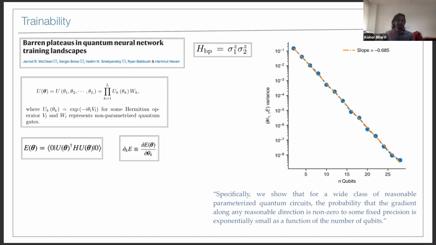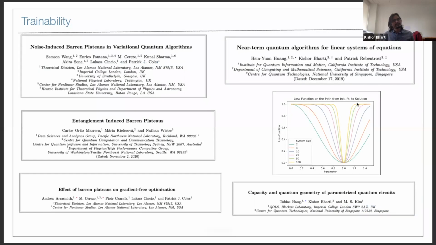Moreover, the variance decays exponentially in the number of qubits, which means that the landscape becomes almost flat, and only near the solution do you get some kind of valley. So it's a problematic situation, and many papers came last year, from the Los Alamos group, and from Nathan Wiebe and others, where they showed that this is really a problematic situation.